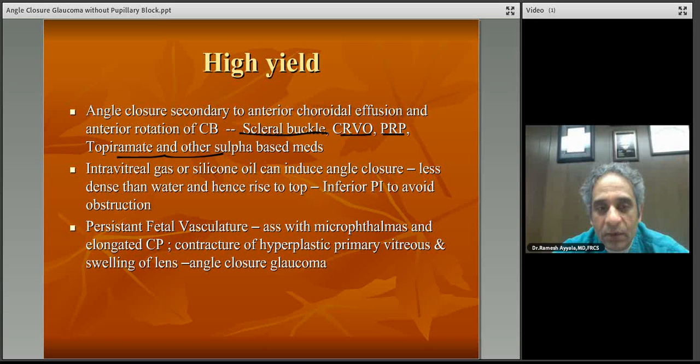Intravitreal gas or silicone oil can induce angle closure. Because these are less dense than water, they rise to the top. You want to do an inferior PI to avoid obstruction.